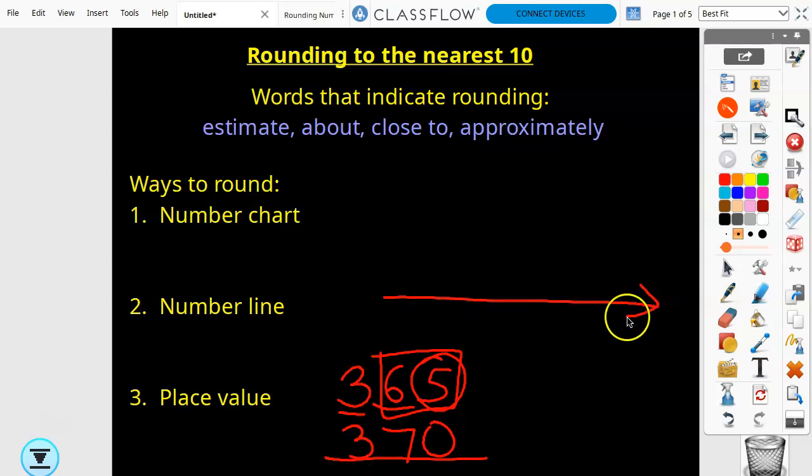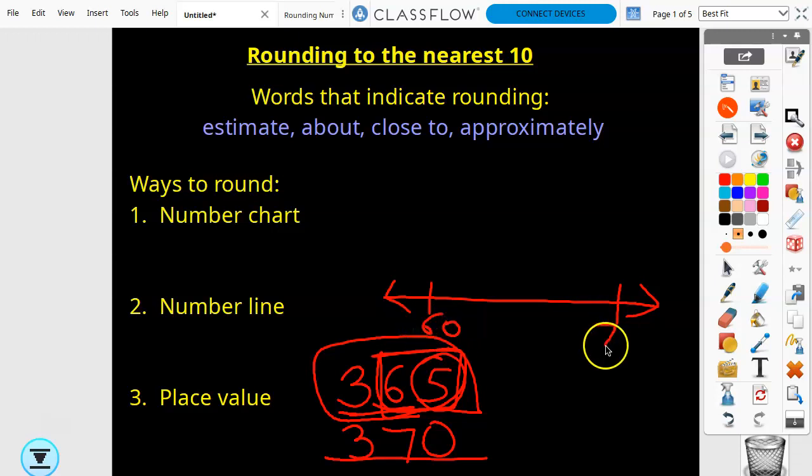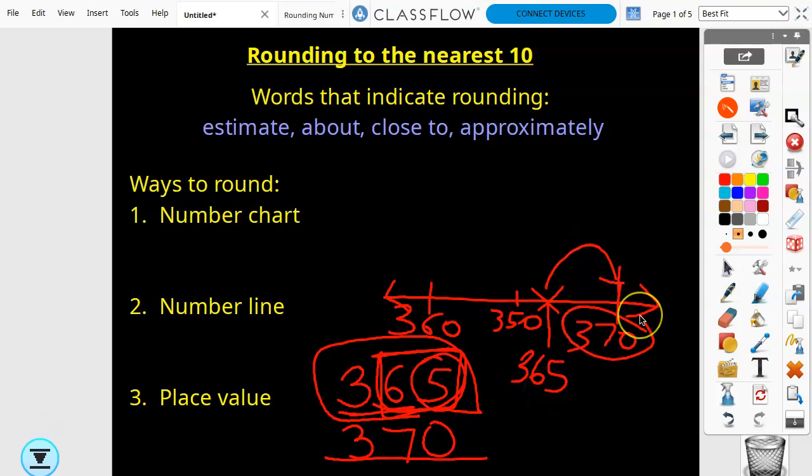You can also use a number line or number chart to do that. Because this is 365, again, our focus is on 65, on the ones and tens. So for 65, the two tens in between are 60 and 70. And then we're going to put a 3 back in front of it. The midpoint is 350, and that will also help you find out if 365 is closer to 360 or closer to 370. You just need to copy whatever number comes before them back to the number.